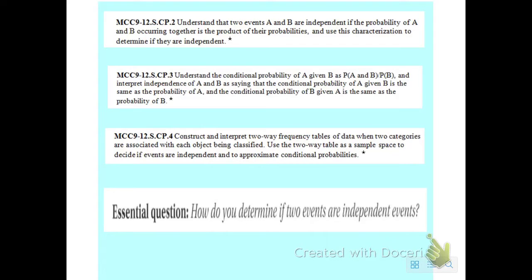All right, today we're going to consider the last part of our probability unit. We're going to address 3 different standards today. The first one says to understand that 2 events A and B are independent if the probability of A and B occurring together is the product of their probabilities. So remember, and is intersect, and product means to multiply.